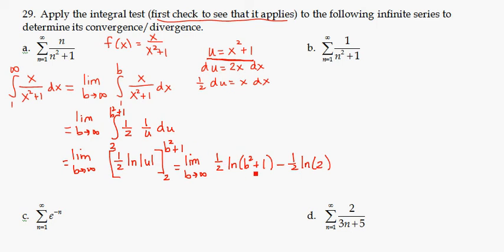Now we can apply the fundamental theorem of calculus. We substitute in our upper bound minus our lower bound, and evaluate what happens as b gets infinitely large. This whole thing goes to infinity minus some constant, so this improper integral diverges. That tells us, by the integral test, that the original series also diverges.